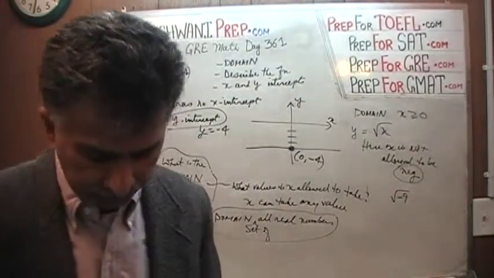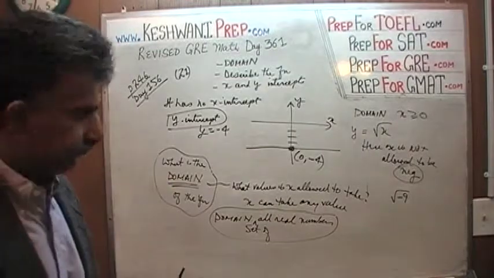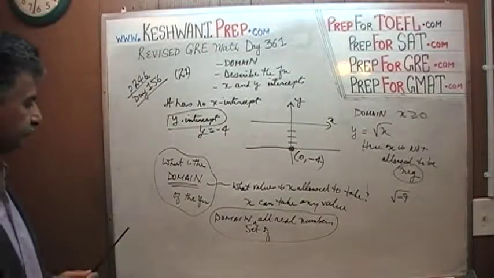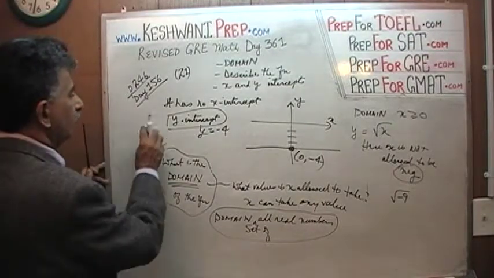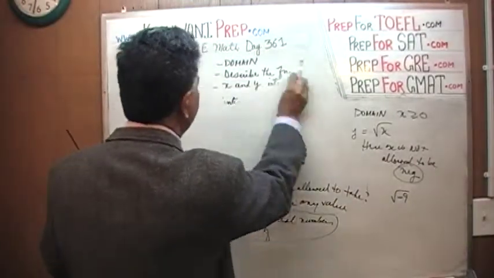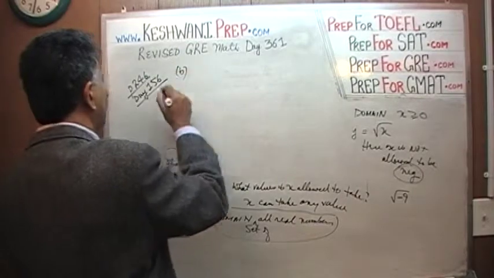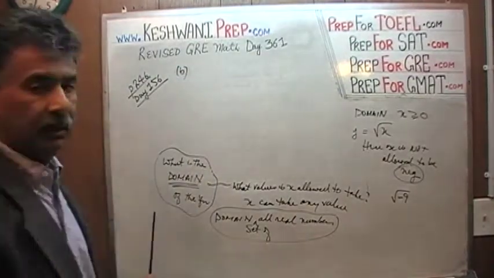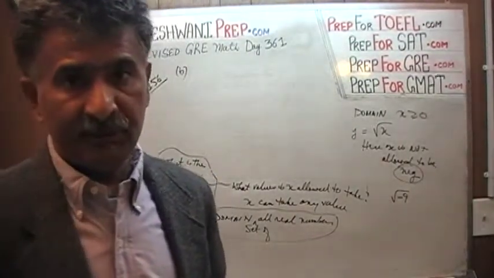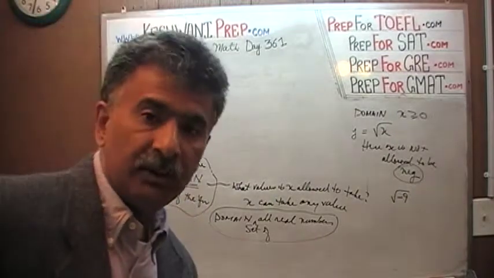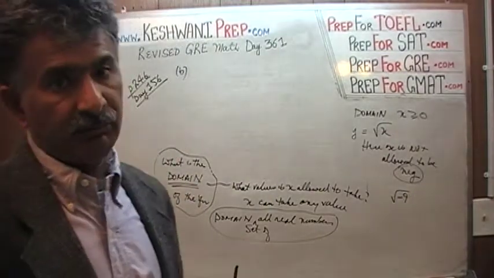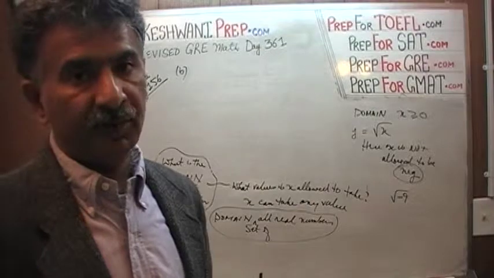Let's go on to the next problem. Part B. So remember, there are some functions where there are limitations. X cannot just take any value it wants to be. In some functions, depending on the nature of the function, there are some limitations on the values that x can assume.